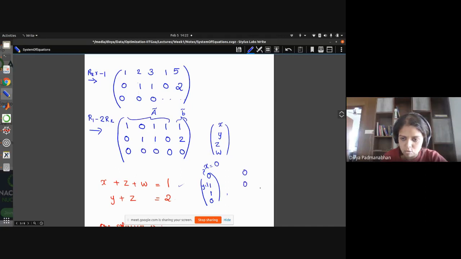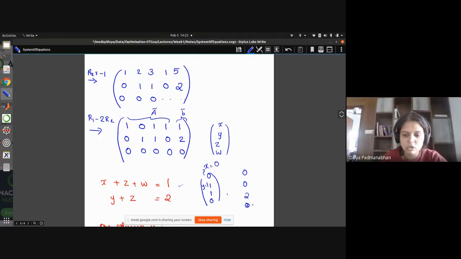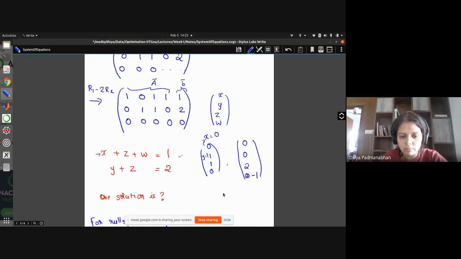0, 0, 2, 0. Oh no, wait, sorry. 0, 0, 2, minus 1. So 0, 0, 2, 0 will not satisfy this equation. So 0, 0, 2, minus 1, right, that's also a solution. Okay, so you can get several solutions of this form.